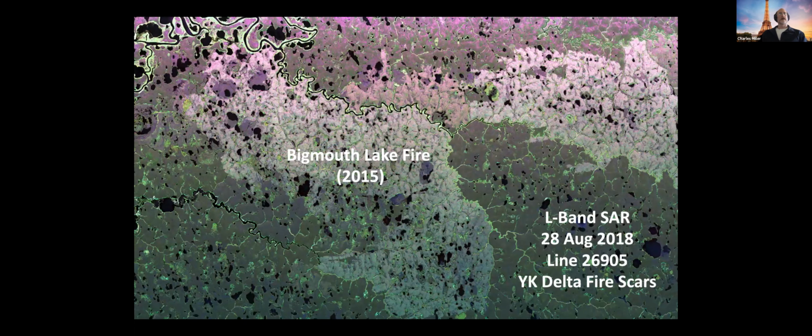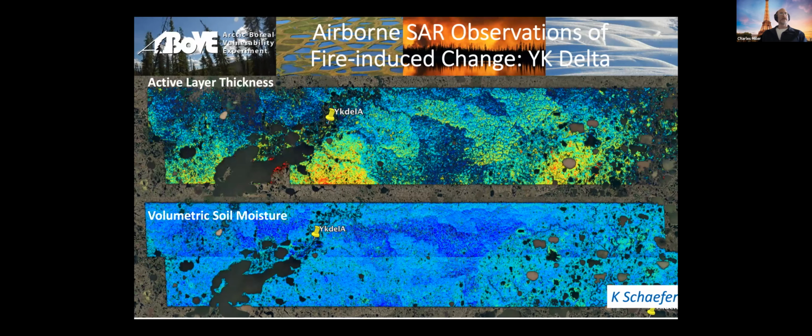We've also done a lot of work in the Yukon Delta. Here is looking at some of the areas that have been affected by recent or even longer term fires. And so you can clearly see the fire scar here for the Big Mouth Lake fire and the difference in the polarized SAR between the fire scar area and the greener, unburned, undisturbed areas outside the fire scar. Next, please, Peter. We're also able to take that information and turn it into quantitative data.